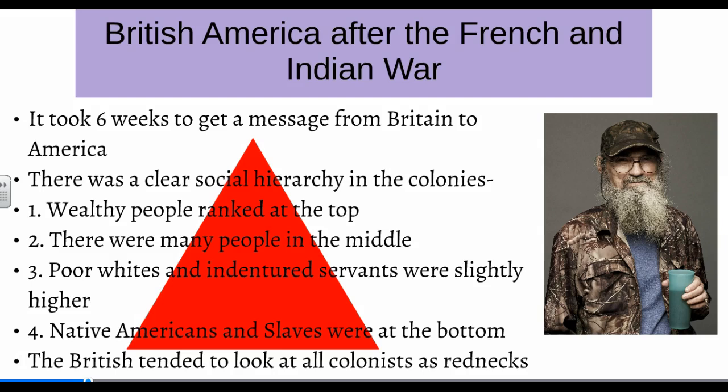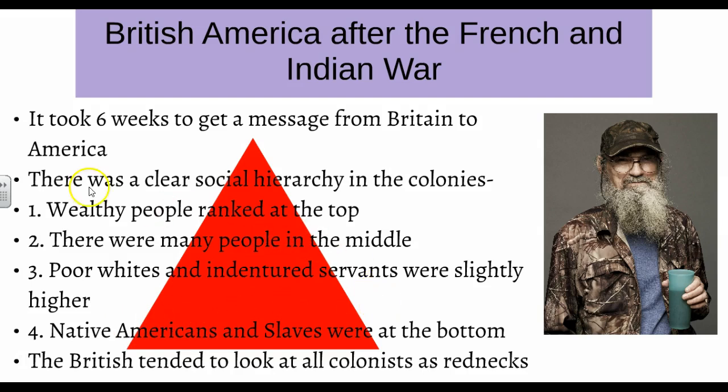There was a clear social hierarchy, and so at the top of the triangle you had your wealthy people. They ranked at the very, very top. There were many people in the middle area, and those would have been the craftsmen like blacksmiths and silversmiths and the farmers that were able to maintain a living. And then as you got closer to the bottom, a larger amount of people were poor whites and indentured servants. They were able to maybe survive, maybe make a living, but they were just struggling to survive. The Native Americans and slaves would have been at the very bottom of the triangle, and they were obviously treated very poorly.